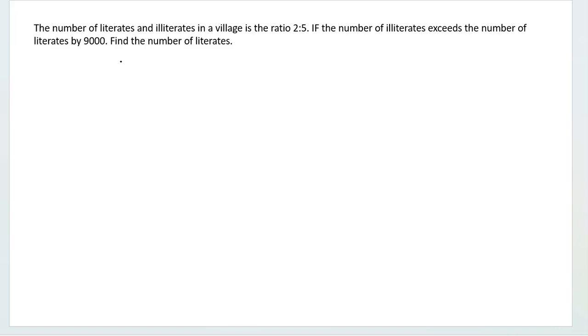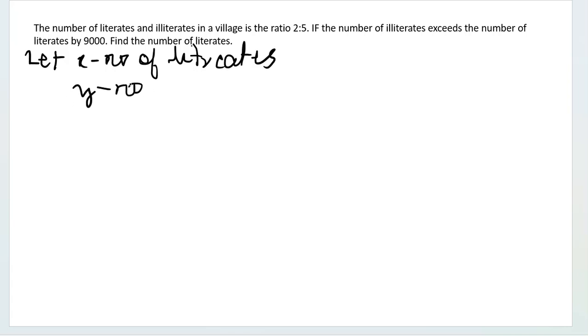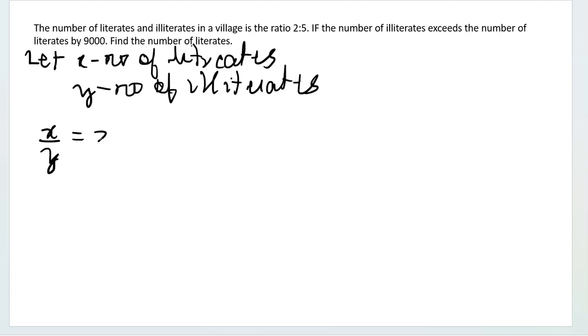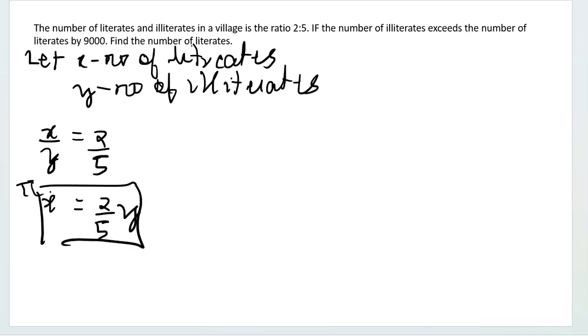Now another question. The number of illiterates and literates in a village are in the ratio 2:5. If the number of illiterates exceed the number of literates by 9,000, find the number of literates. So we take let x be number of literates, because again we are discussing about literates, and y be number of illiterates. So what will happen is x upon y is 2 upon 5. So x will become 2 upon 5y, and this will become a trump card.